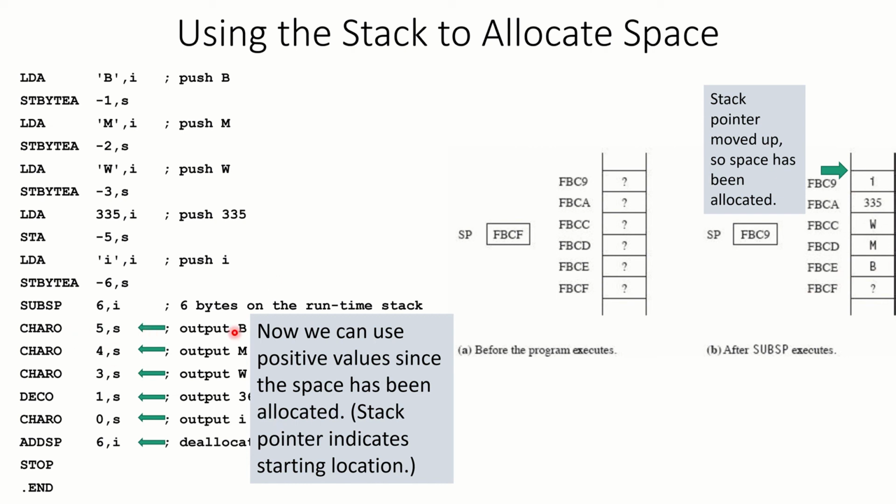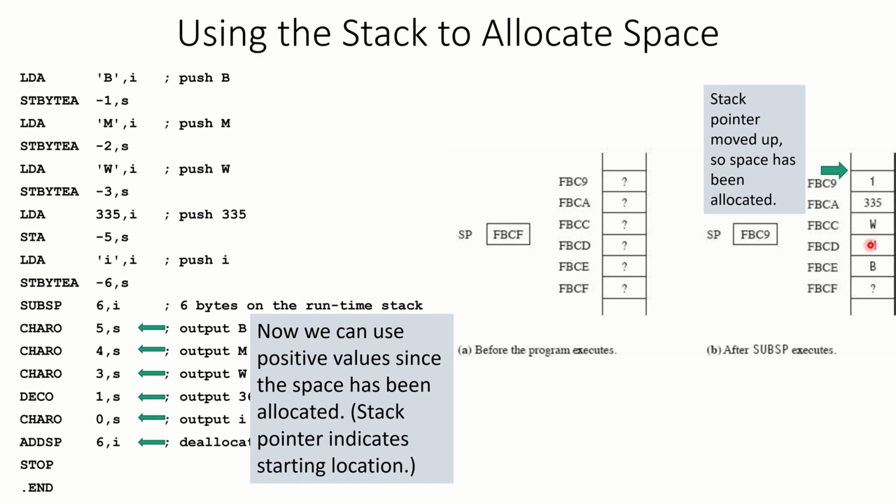If we want to output the M, it's 4. So again, we start at the stack pointer, which is sitting there at FBC9. That's 0, and then plus 1 would be the 335. And since that's 2 bytes, we go up by 2 more. So there's 0, 1, 2, 3, and then we go up by 1 more, 4. That gets us to the M.